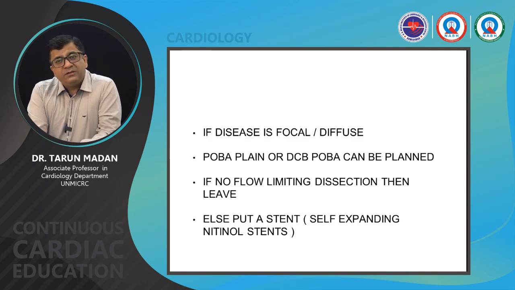If the disease is focal or diffuse, we can just do a plain POBA or a drug-coated balloon. If there is no flow-limiting dissection, don't put any implant in the femoral artery. Else, you can use a stent, which can be a self-expanding nitinol stent.